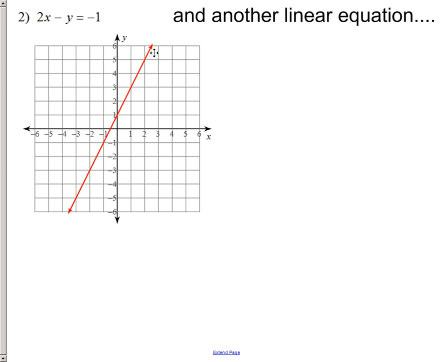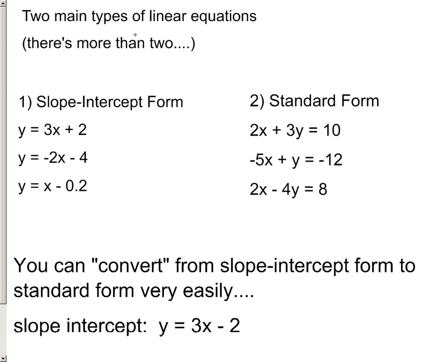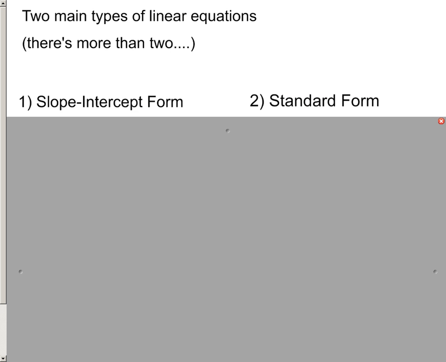Okay? Now, there are more than two types of linear equations, and in fact, let me cover this up so we can talk about it for just a bit. These are the two very famous versions here. There's a third one that's not quite as widely used called the point slope form, and we're just not going to get to that in this lesson. But what I do want to point out is that there are other types of linear equations.